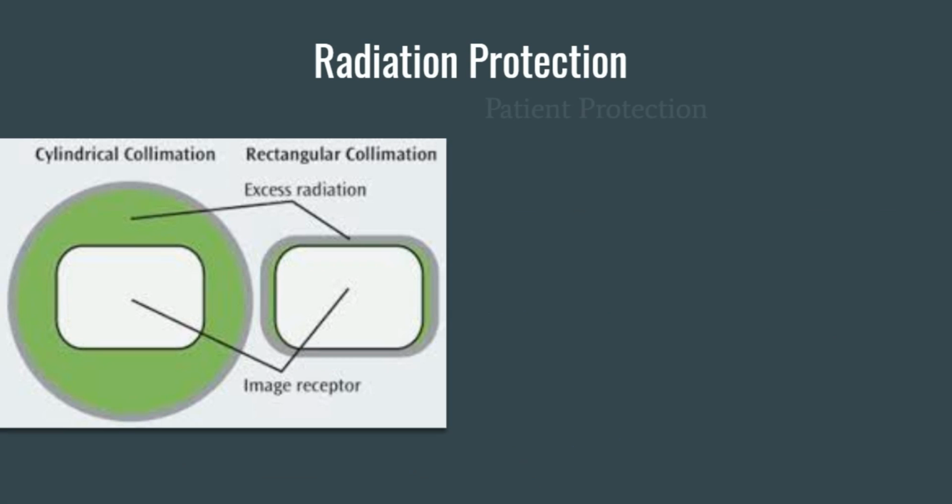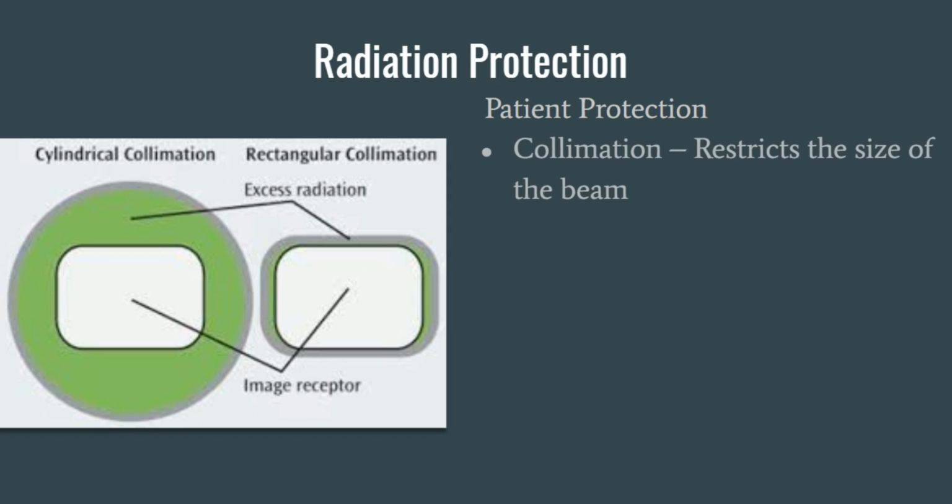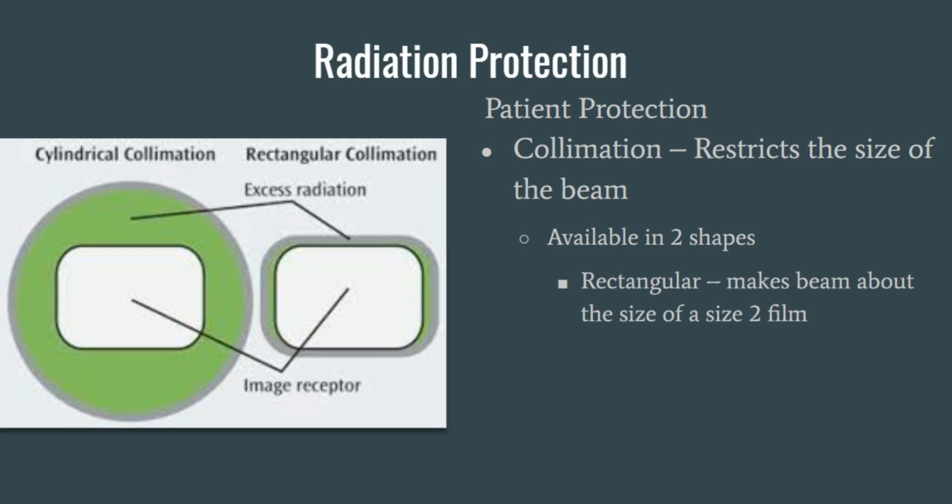Collimation is another step in patient protection, and this also happens before. This is also inside the machine. And collimation or the collimator restricts the size of the beam. So it's going to reduce the size of the beam that will actually come into contact with the tissues. It is available in two shapes. One is rectangular, and it makes the beam about the size of a size 2 film. And the other is circular, which makes the beam cone-shaped and about 2.75 inches.